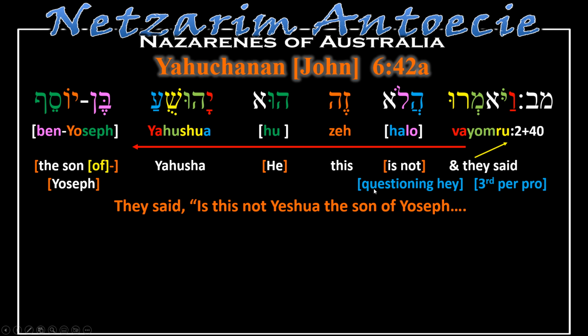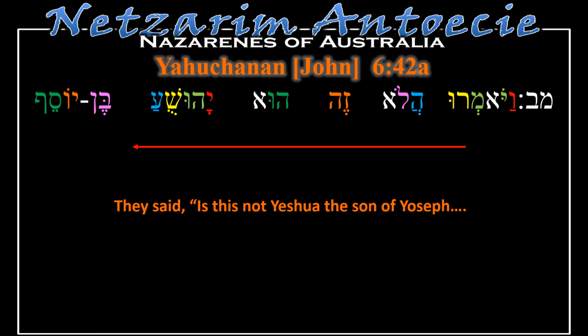Halo. Now the hey there is what we call a questioning hey. So it is not, or is it not. They, this, who, he. Now who can be he, it can be he is. And then Yahushua or Yahusha, most commonly used as Yeshua. Ben, meaning son, the son of, and I've added of, Yosef, or Joseph. So they said, is this not Yeshua, the son of Joseph?